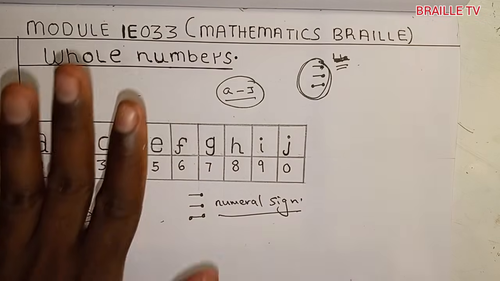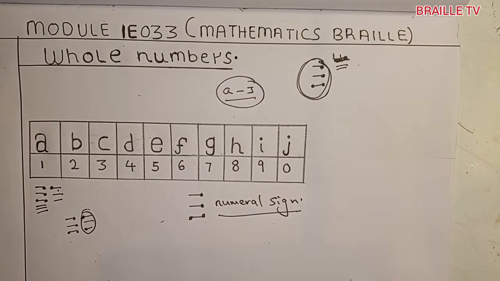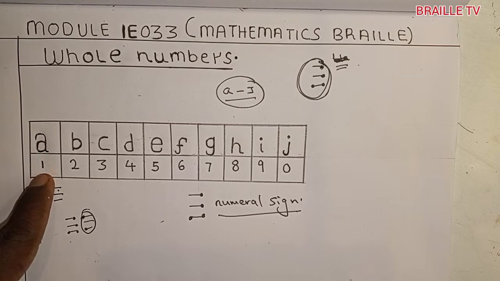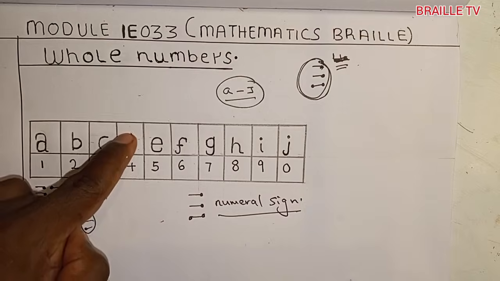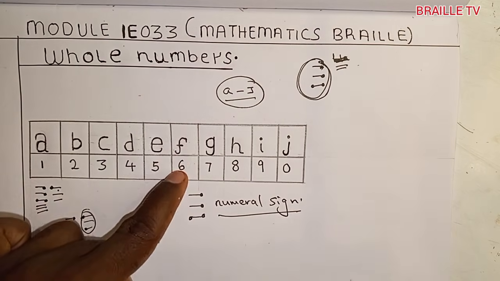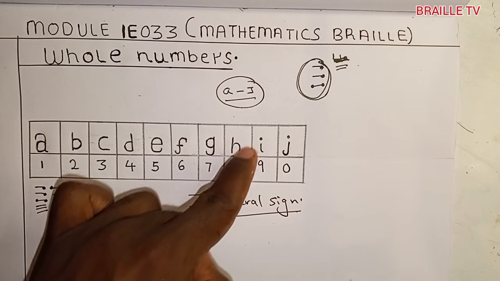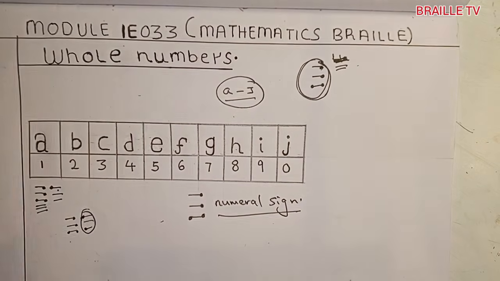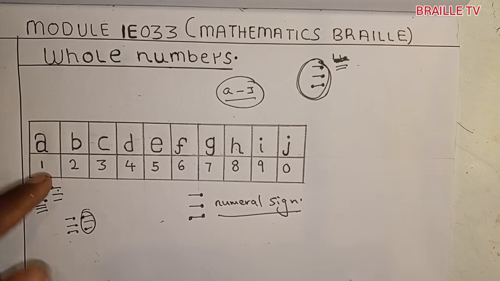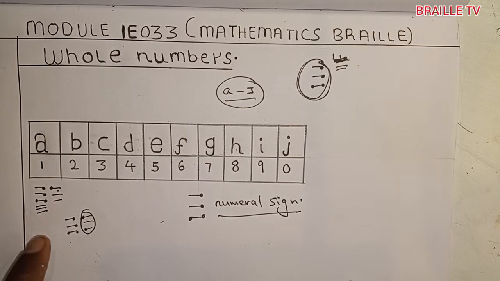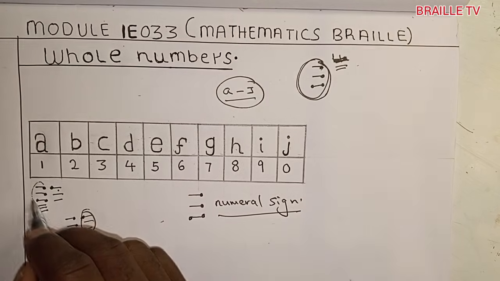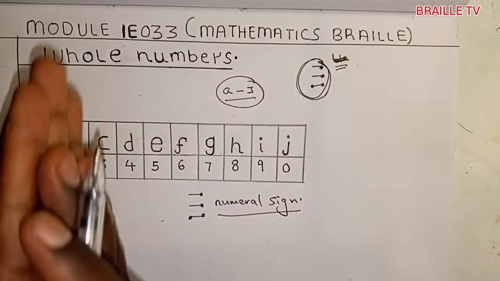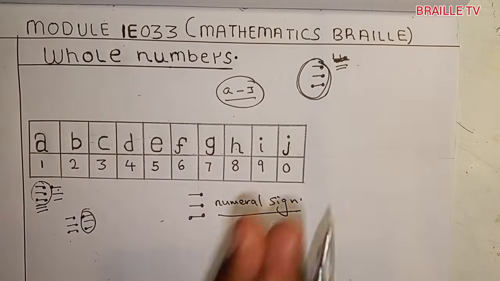First we understand that to make numbers 0 to 9 we use the letters: A is 1, B is 2, C is 3, D is 4, E is 5, F is 6, G is 7, H is 8, I is 9, J is 0. So each of these letters has its number. A is 1, so that will not change. B is 2, like that. But for you to denote that this one is 2, not B, it must be preceded with a numeral sign. I told you to precede is to come first.